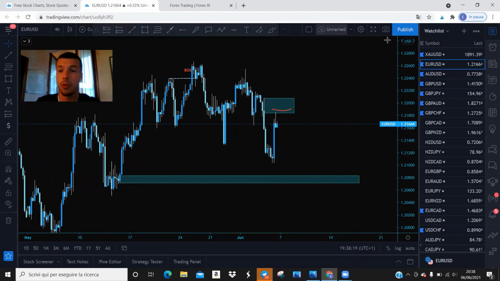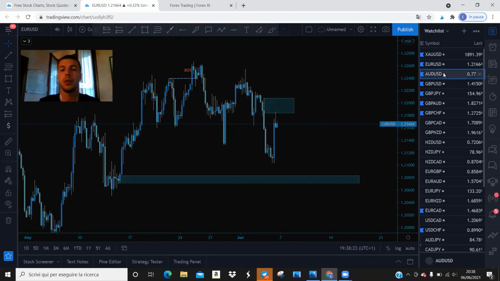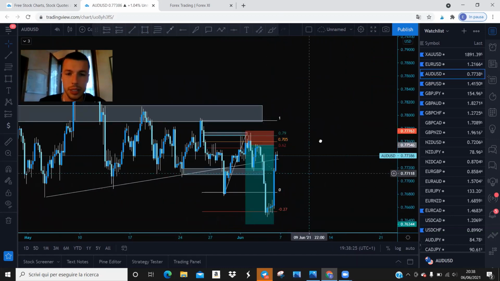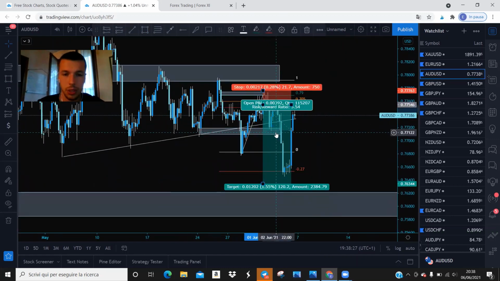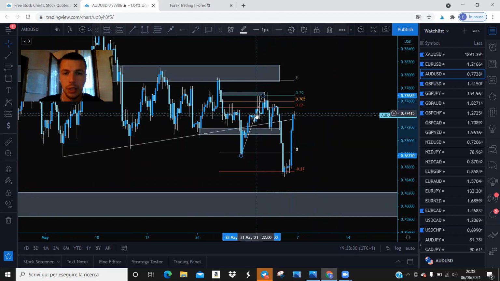Now, let's move on to the next one. Let me delete this one. Okay, AUDUSD. We can see we had this analysis right here. I was looking to enter a trade, and then we pushed to the downside.